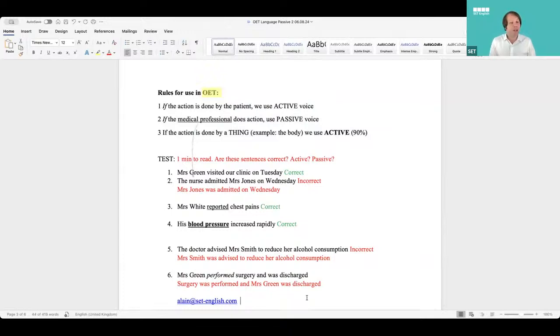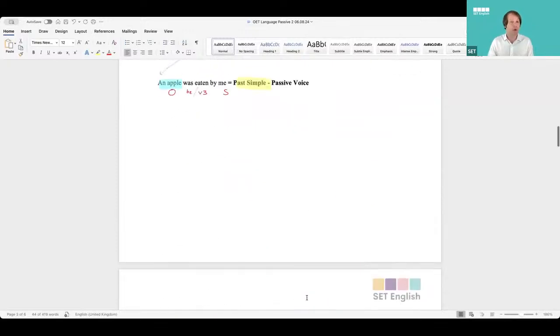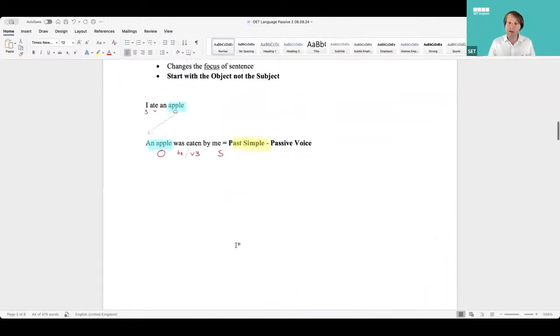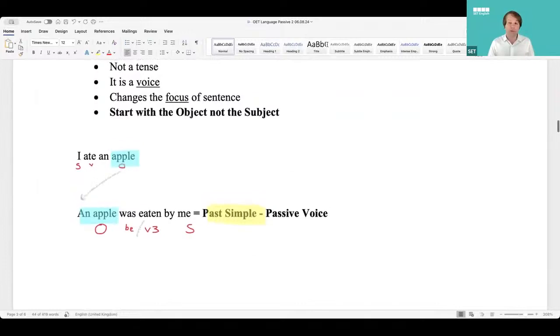The most common errors, and this can be very, very confusing when we do this. So look at this. I ate an apple and an orange.